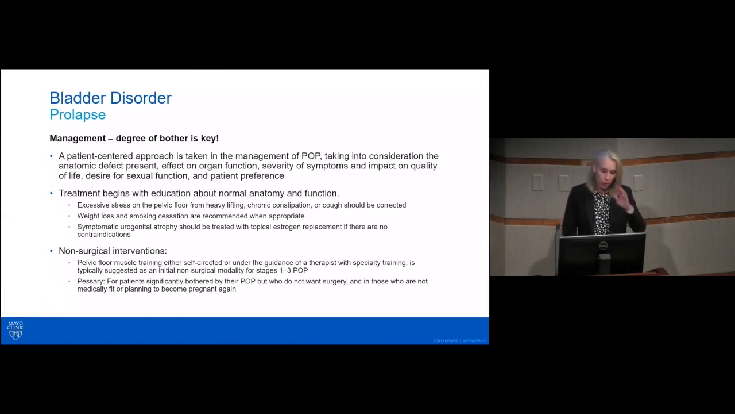So non-surgical interventions include pelvic floor training, either self-directed or at the guidance of a therapist. This is usually done as an initial approach for stages 1 through 3 prolapse. Consider a pessary for those patients who are significantly bothered by their prolapse but don't want surgery, aren't medically fit for surgery, or plan to have additional children.